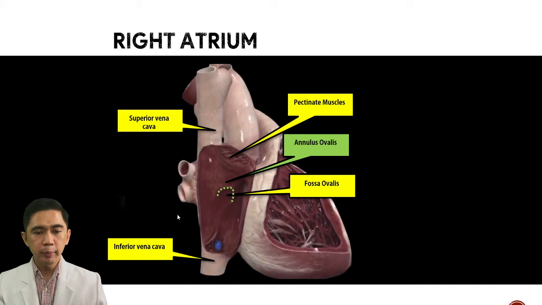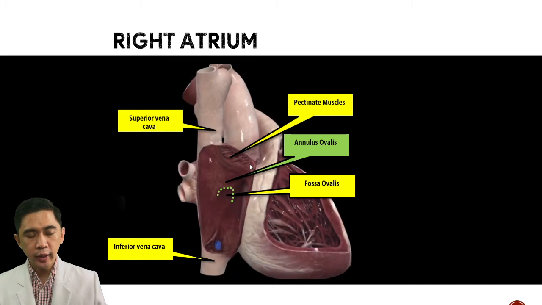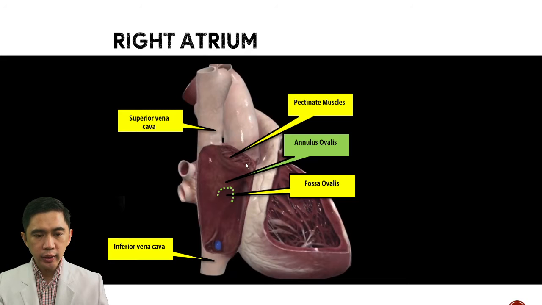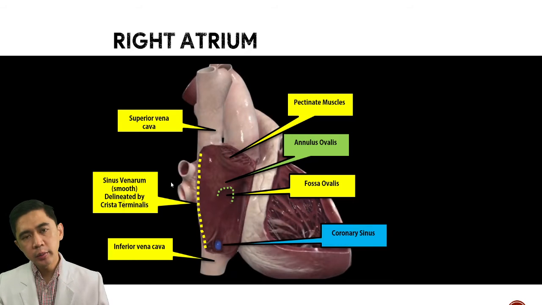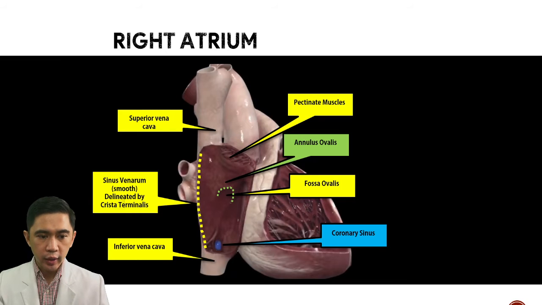Here again, we see the pectinate muscles, which is characteristic of the right atrium, and it is seen here as a rough surface, and we also see a smooth surface. This is what we call the sinus venarum, and the one that delineates the rough and the smooth surfaces is the crista terminalis. You can also see here the opening of the coronary sinus, which is the venous drainage of the heart. The venous drainage of the heart drains into the right atrium, as we will see later.